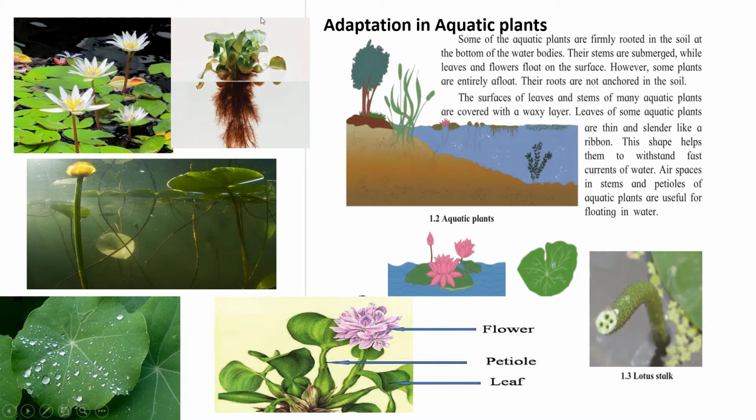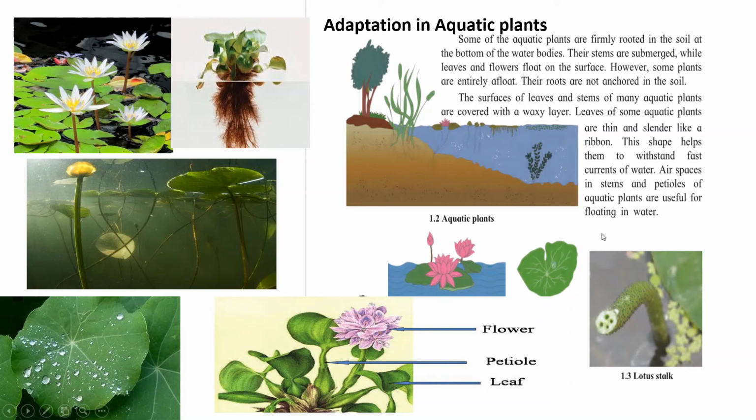The roots of aquatic plants are fibrous. They are not anchored in the soil. They float in the water. And there are air spaces in the petiole and in the stem of aquatic plants. Petiole means the part which connects the leaf and the stem. These air spaces make the plant light and help it to float in water. And these are the special adaptations of aquatic plants.